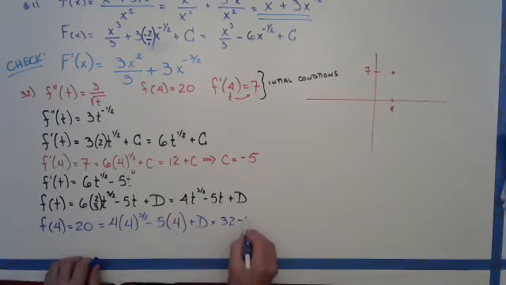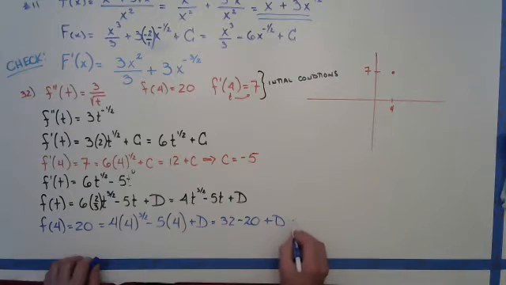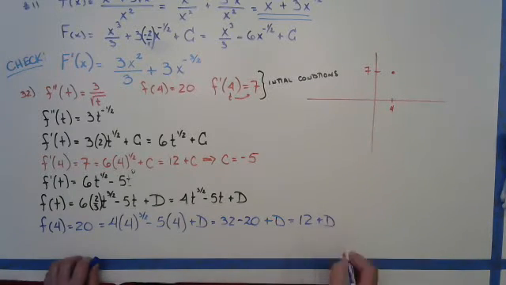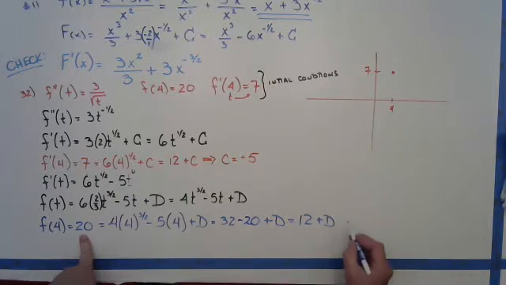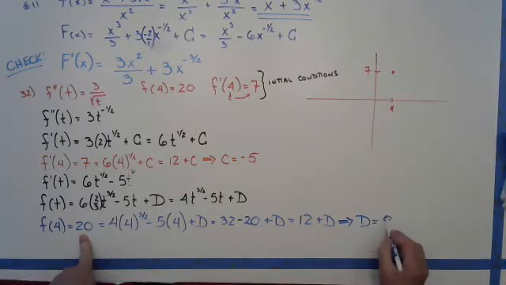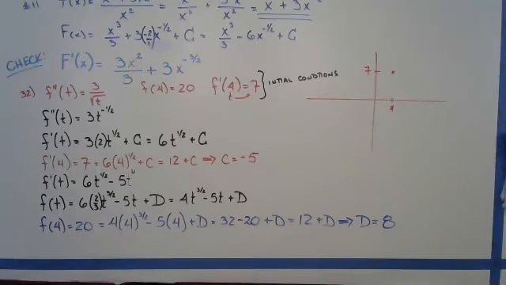This is minus 20, right? 5 times 4, plus d. So that equals 32 minus 20, which is 12, plus d. Now that's supposed to equal 20. Because it's supposed to equal 20, that tells me that d equals 8. And at this point, we have finally come to the conclusion that they've asked us to find.